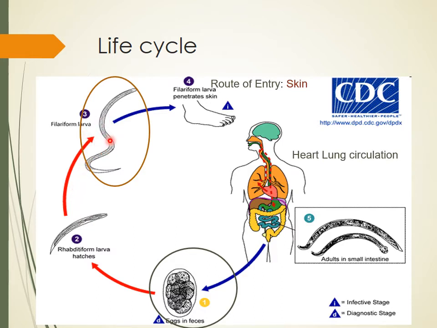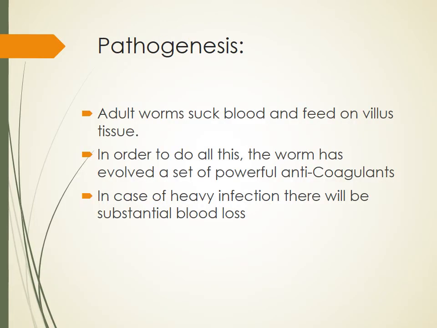This larva would stay on the tip of grass and all that. And finally, when a person walks on that, or any skin portion of any person comes in contact with this, it may be the hand or another part of skin, it would again enter the human being. So this is the life cycle of this worm.